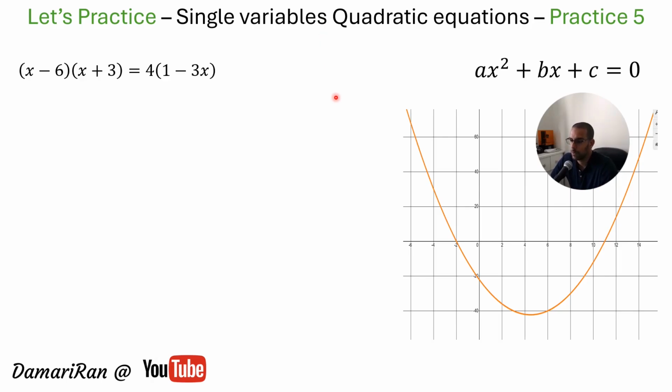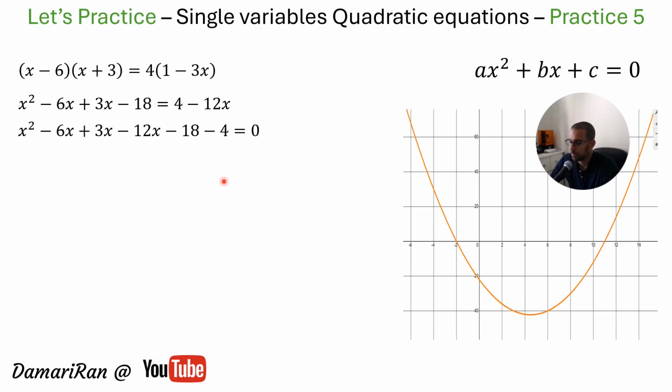All right, so let's see if we got it correctly. Opening the parentheses gives us what we have here. Let's put this 4 and this -12x to the other side, changing their sign in the process, and we have this. Now let's combine everything which is similar, like this -6x plus 3x and -12x, and this -18 and -4. And we're going to get this shape. Now you see, a is equal to 1, b is equal to -9, and c is equal to -22. Now plug it into the discriminant.